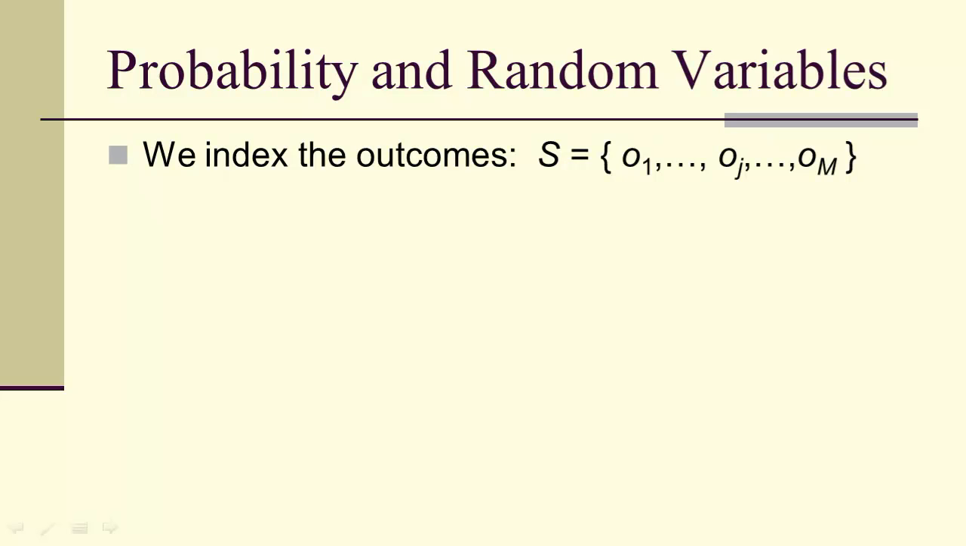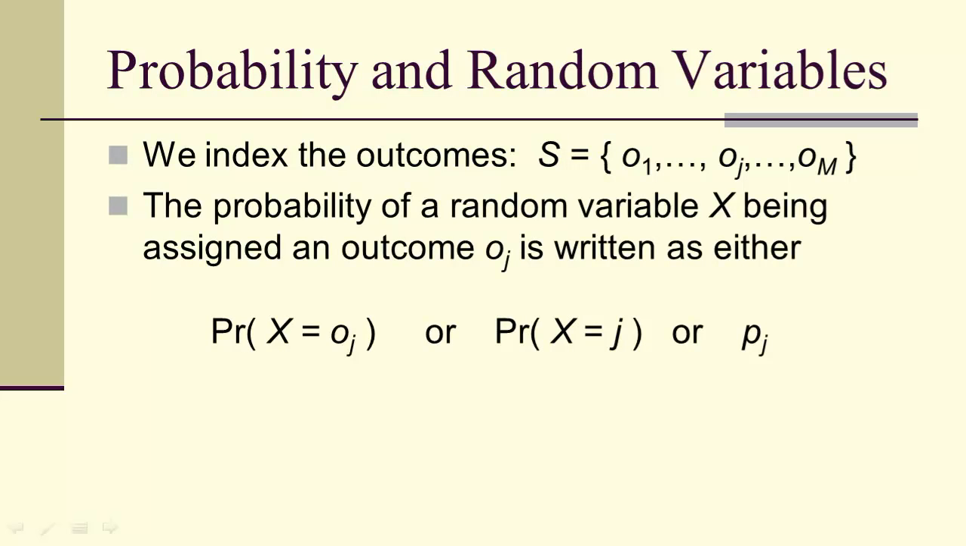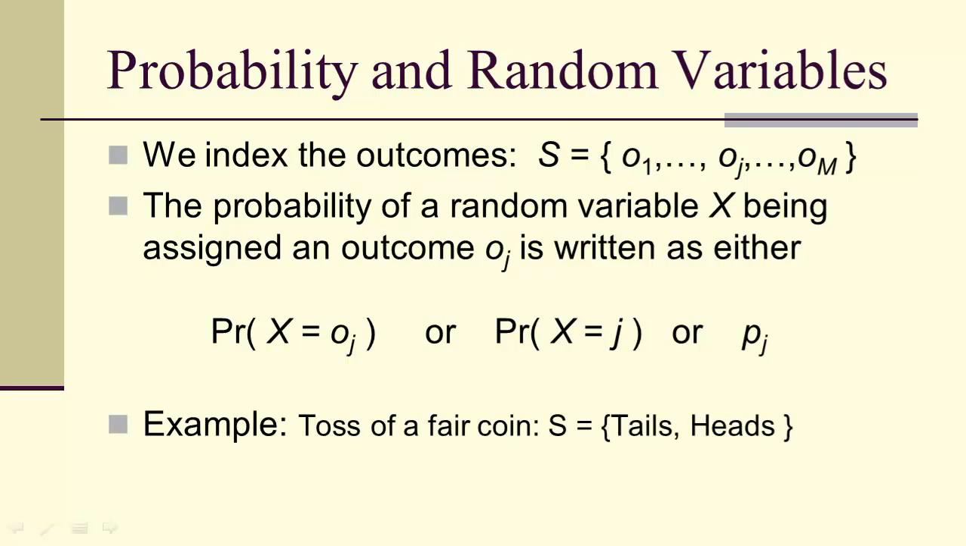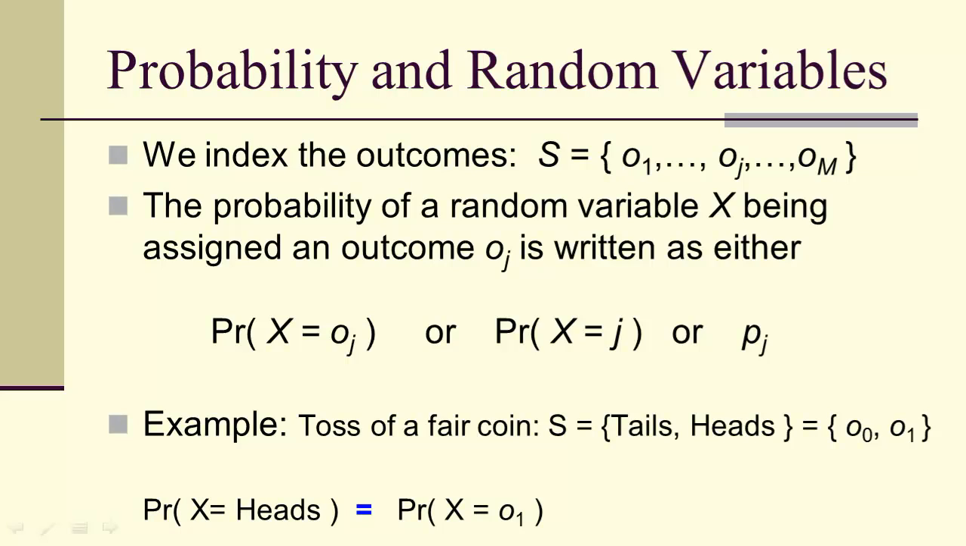Often we index the outcomes in our sample space, and then we say the probability of the random variable X being equal to some outcome O indexed by j. We can write it in several different ways. For example, toss of a fair coin, heads or tails, we might call that outcome 0 and outcome 1. And then we might write probability that X is heads is probability that X is outcome 1, or just the probability that X is 1, or the probability p sub 1, and it's a half, no matter how you write it.